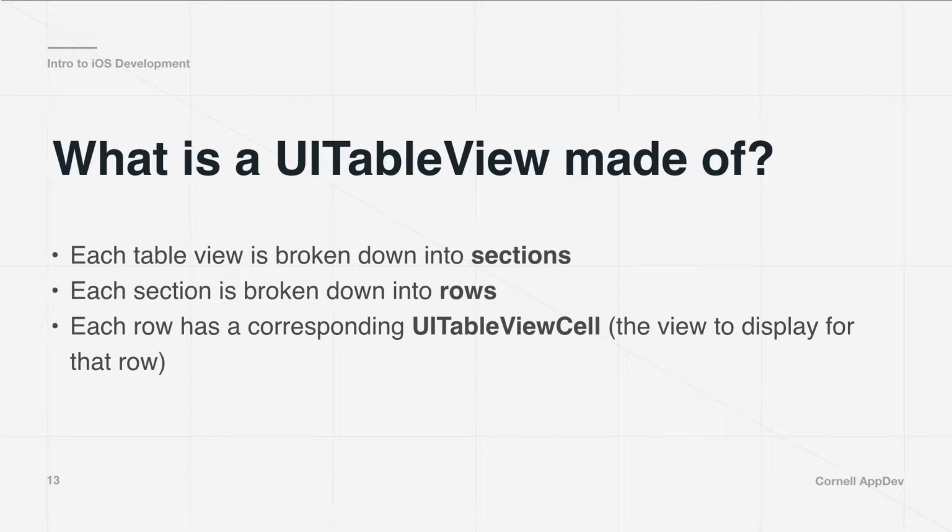So what is a table view made of? Table views are broken down into sections, and each section is broken down into rows. Each row itself has a corresponding UITableViewCell, which is just a view to display for the cell.